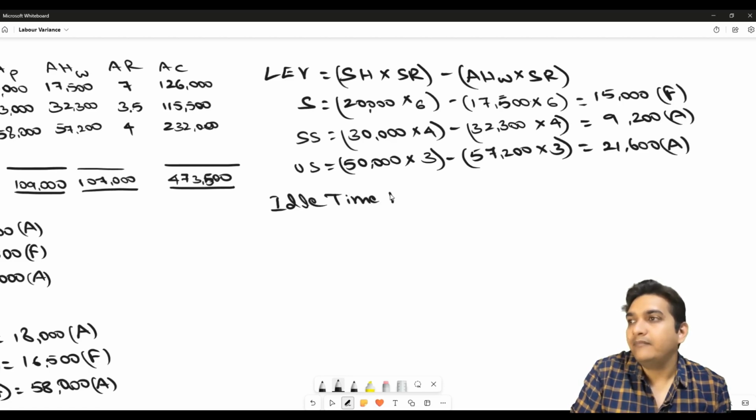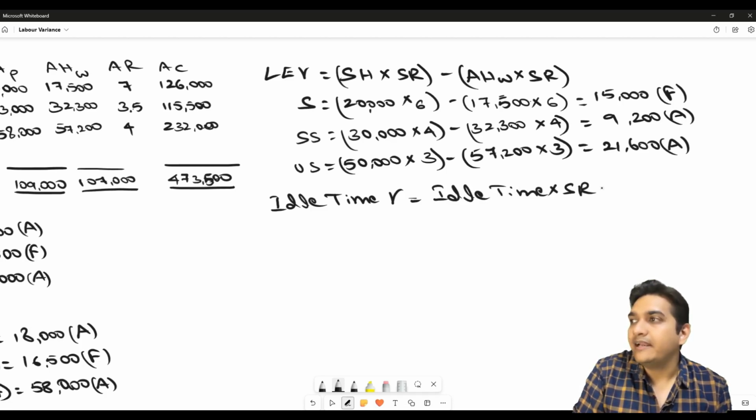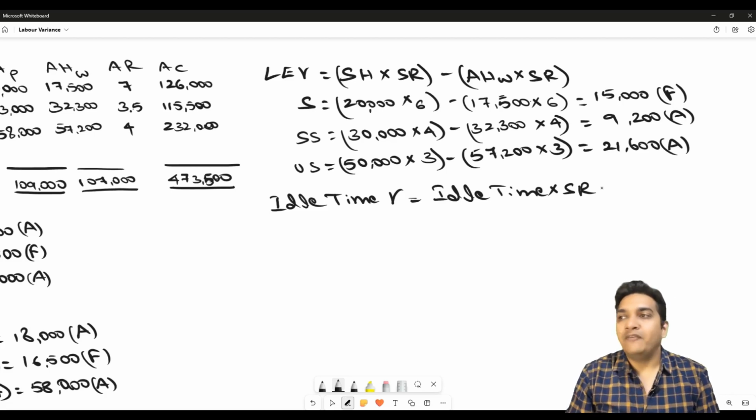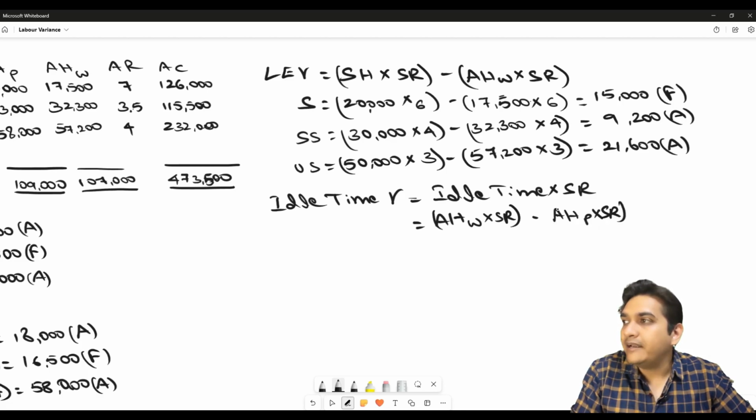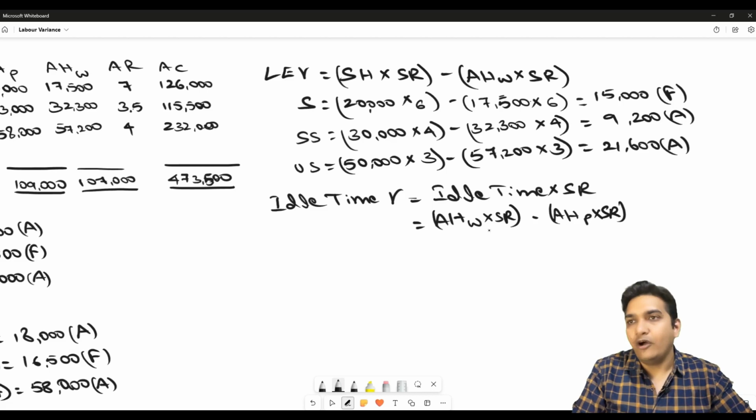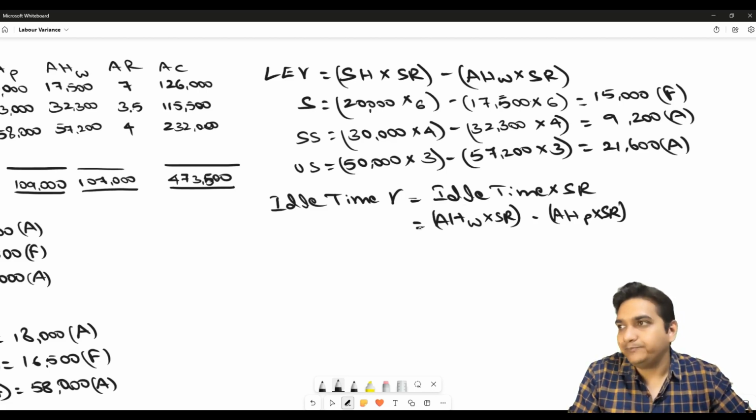Idle time variance. So the formula we will use is idle time into standard rate. Why idle time into standard rate? We can also use another formula called actual hours worked into standard rate minus actual hours paid into standard rate. You can use both these formulas. However, we are going to use the first one here since it is a little easier.